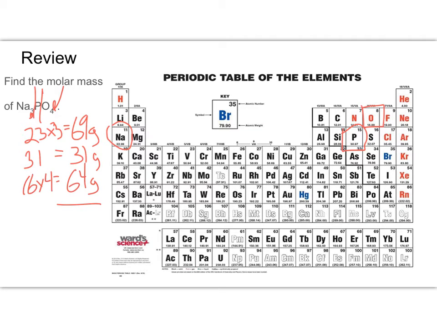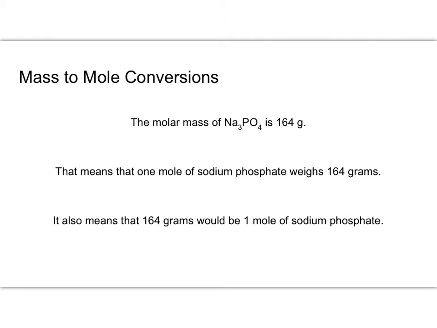So when we add all that together, we get 164 grams for the molar mass of sodium phosphate. So that's where we would have stopped in the last lesson. Okay, so it tells us that 1 mole of sodium phosphate weighs 164 grams, or 164 grams equals 1 mole. So you can do it either way. You can measure it or compare it either way.